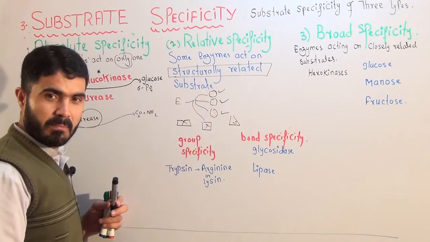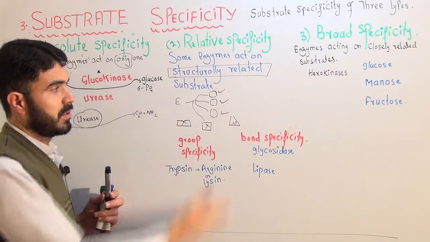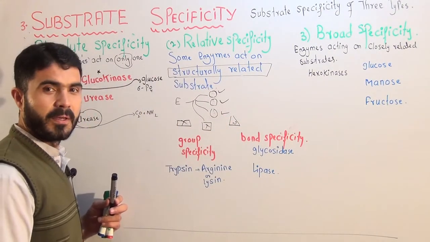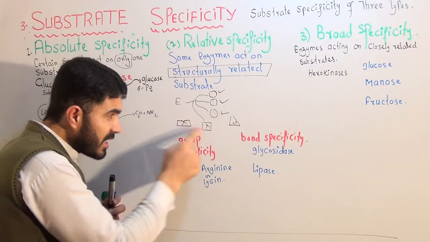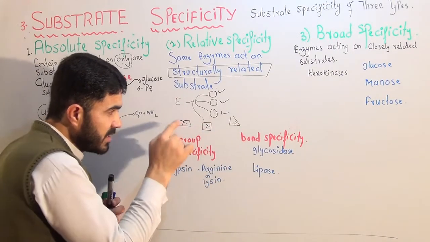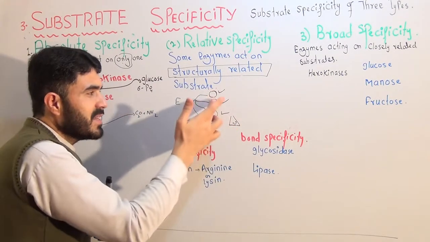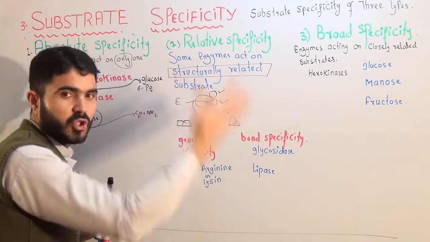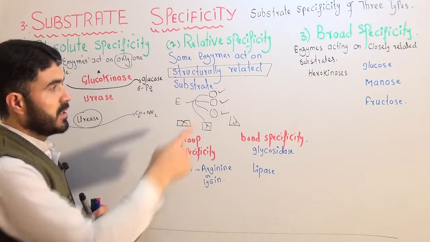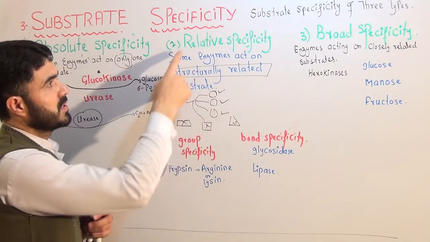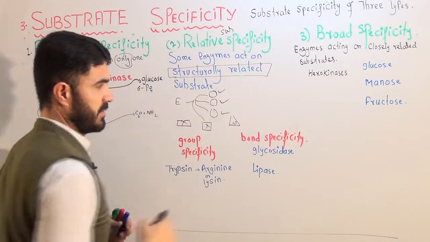This is not specificity. For a student, this may be a question. This is not specificity if the enzyme is acting on more than one substrate. Yes, you are right. The enzyme is acting on this and this and this, but the enzyme is not acting on this and this and that. Why? Because these are related. So if this kind of situation comes in front of us, we call it relative specificity. In this case, we are using the word substrate, so this is relative substrate specificity.